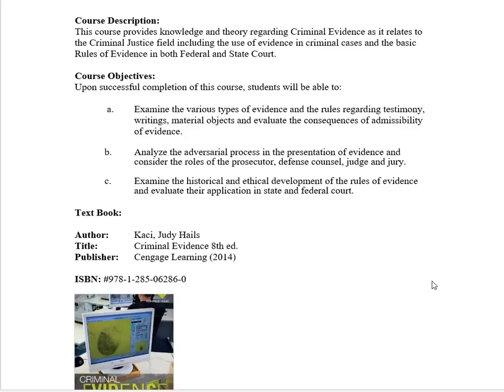And then finally, we hope to take a really good look at the historical and ethical development of the rules of evidence. How did this all come to be? And then evaluate their application in state and federal court. So an example of a rule of evidence, let's just throw something out there: polygraphs. Are they admissible in court? If they are, why? If they aren't, why not? That would be something that the courts would determine, and they have determined, and you'll learn that as we go through this particular course.